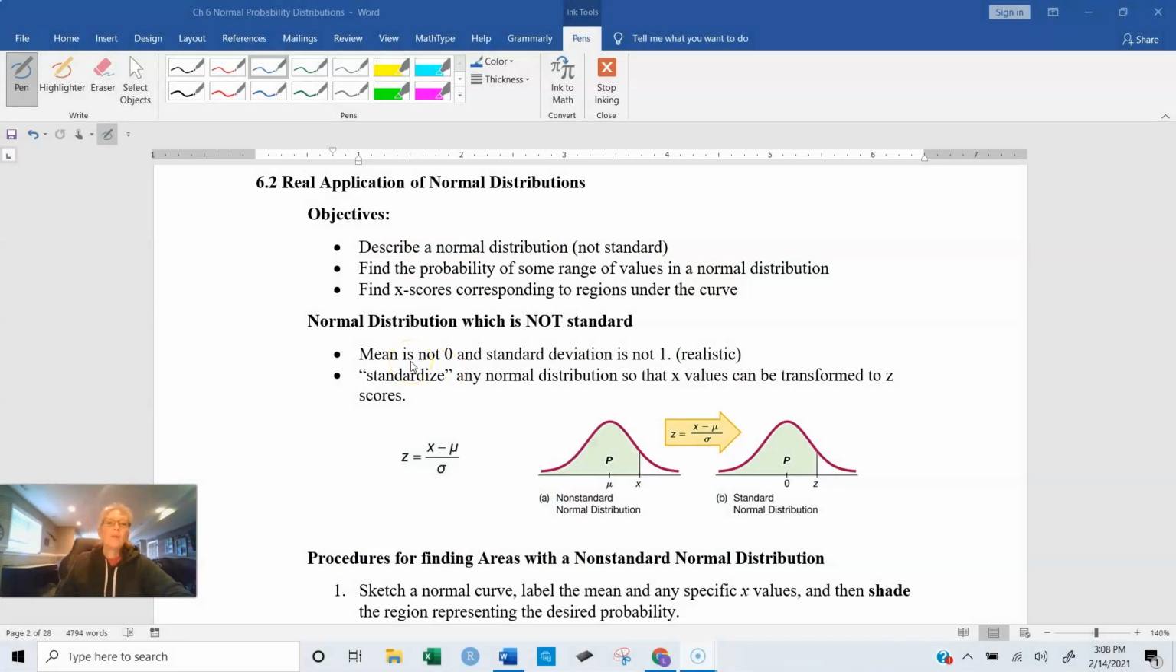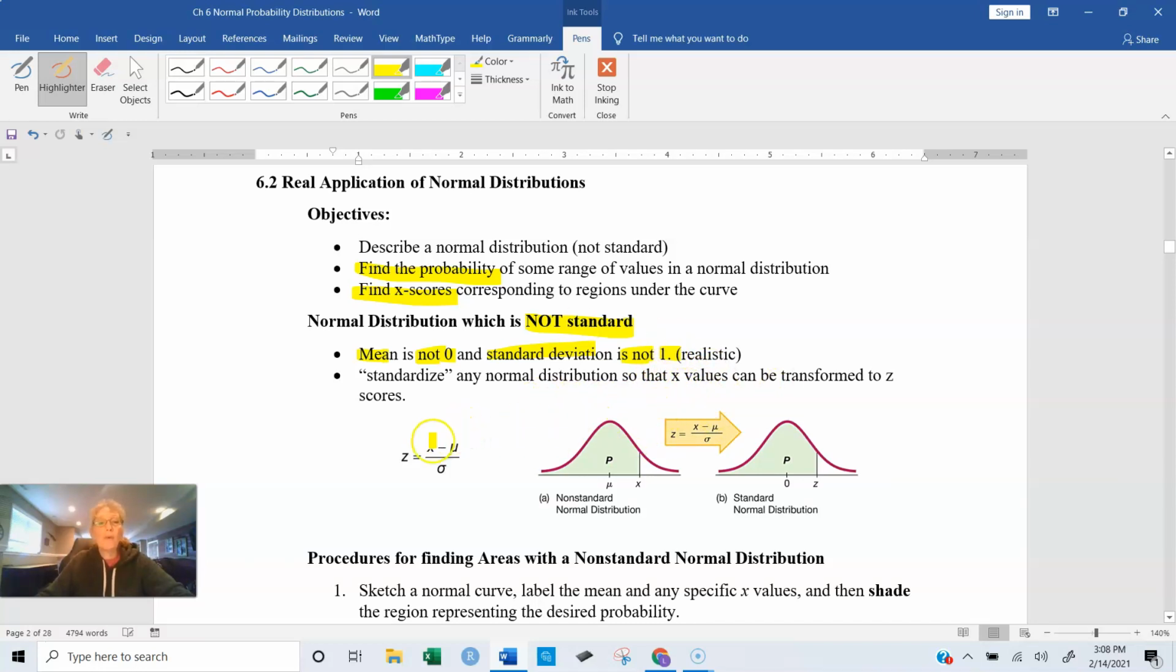All right, a normal distribution that is not standard. So we are talking about not standard ones today. We will find the probability of some range of values, and we will find x-scores. Not standard means the mean is not 0 and the standard deviation is not 1. This is what we've been finding all along, but now we actually get to put it into terms.